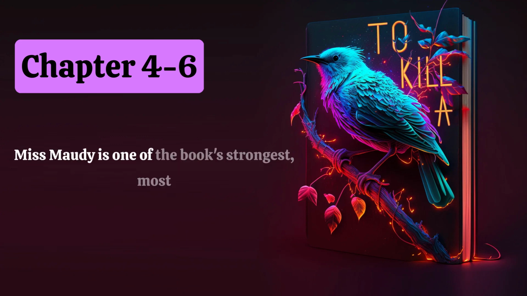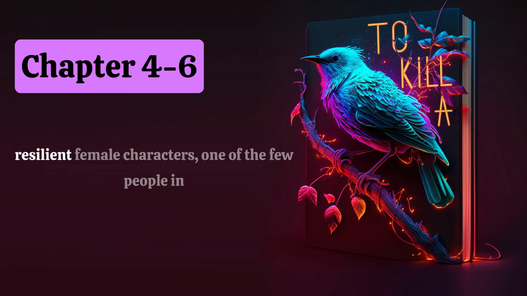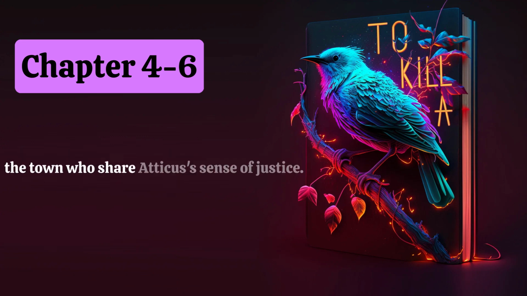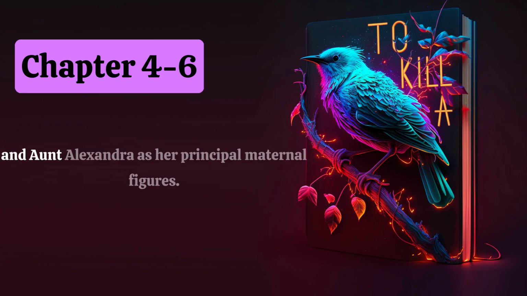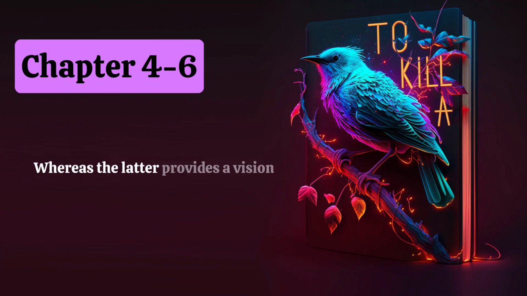Miss Maudie is one of the book's strongest, most resilient female characters. One of the few people in the town who share Atticus's sense of justice, she is also Scout's closest friend and confidant among the local women. Atticus's wife is dead, leaving Scout with Miss Maudie and Aunt Alexandra as her principal maternal figures. Whereas the latter provides a vision of proper womanhood and family pride, the former offers Scout understanding instead of criticizing her for wearing pants and not being ladylike.